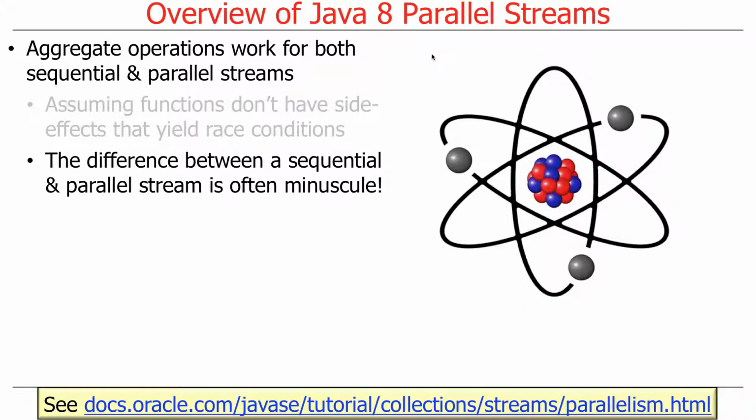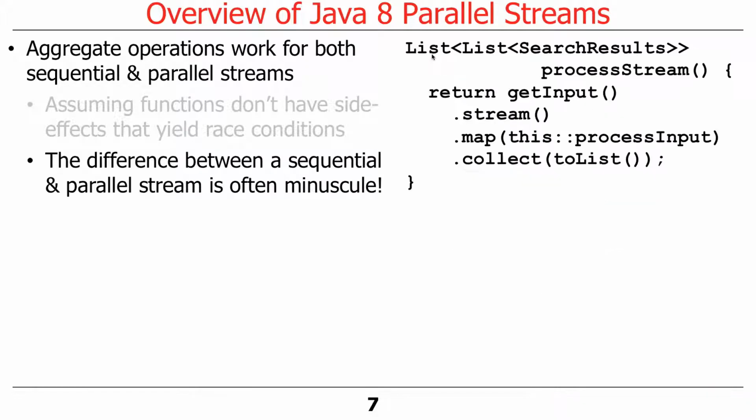As I mentioned, the difference between a sequential and a parallel stream is often minuscule. And in particular, if you recall our discussion about the search stream gang, we had a stream that looked like this. We got an input of the input to search. We turned it into a stream. We mapped each element in the stream, each input string, to this process input method, which returned a list of search results. And we collected them all together into a list of search results. And that was the sequential version.